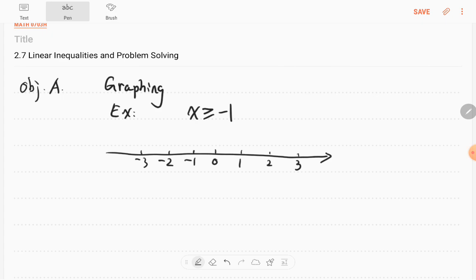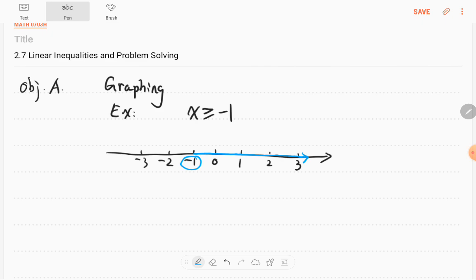So if we want to draw the graph, first step, we're going to find what the value is. It's -1, right? So we locate the value here. Second step, we need to determine the direction. Here x is greater than or equal to, so the direction should be to the right. We start from -1 and go to the right side. I will put an arrow to the right to show the direction.